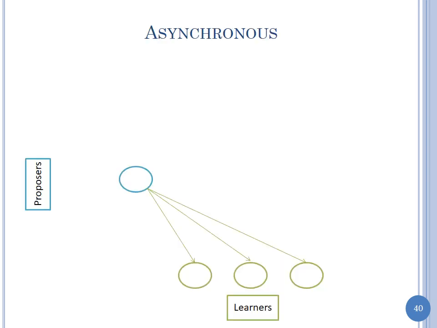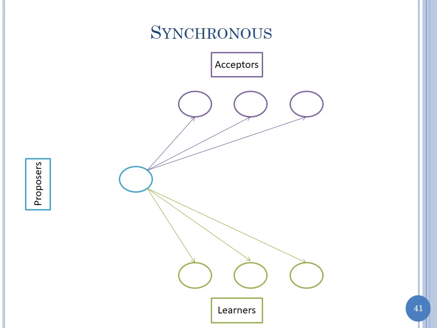So this is what's happening. We have proposers and we have learners. And to make this very general, we'll have a bunch of acceptors. Acceptors are the ones that will send acknowledgements back to proposals.